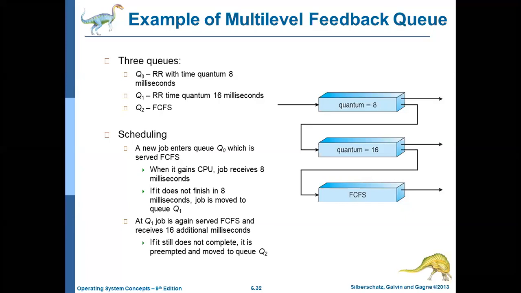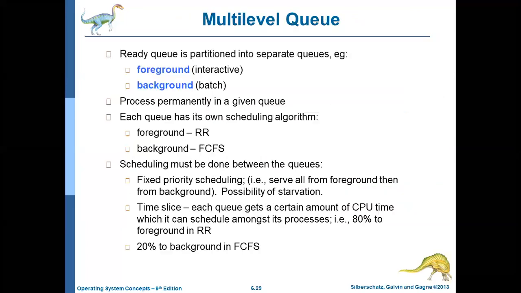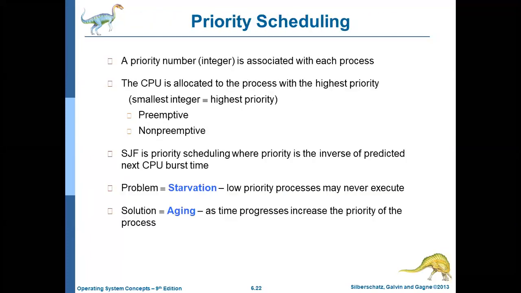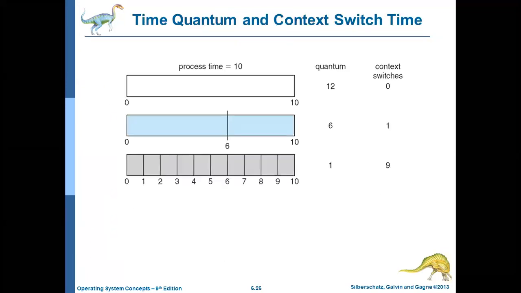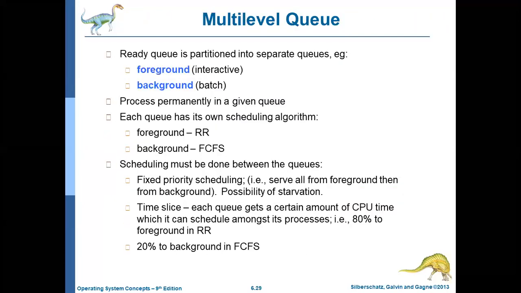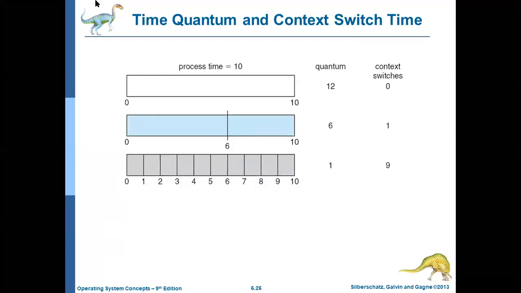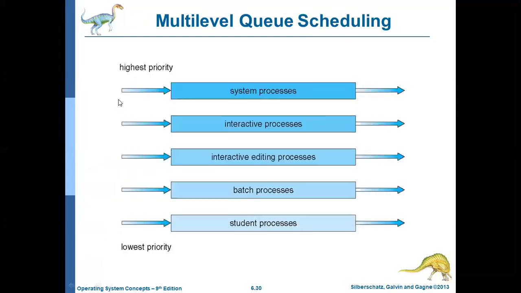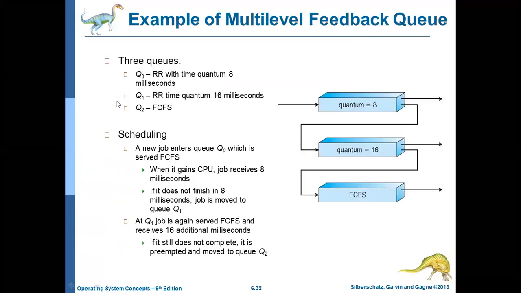Means after the 9th millisecond up to the 16th millisecond, that type of CPU burst time you have to place in the second queue, that is quantum 16. If these are not able to execute there, then you move them to the FCFS. This is called multi-level feedback queue scheduling.